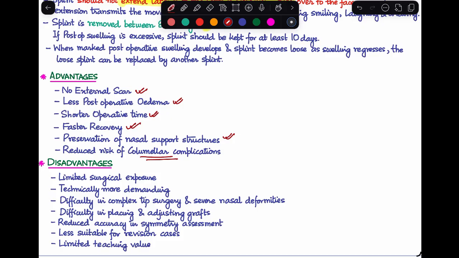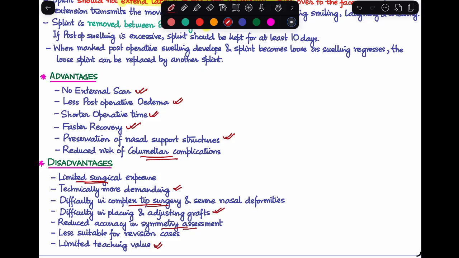Lastly, coming to disadvantages, the surgical exposure is very limited in closed rhinoplasty. That is why the indications are very limited. And this is also technically more demanding. This becomes very difficult in case of complex tip surgeries or severe nasal deformities, and it is also much more difficult to place and adjust grafts in a closed approach. There is also a reduced accuracy in symmetry assessment, and if there is a revision case, then doing a closed rhinoplasty is much more difficult. In that case, external rhinoplasty is preferred.